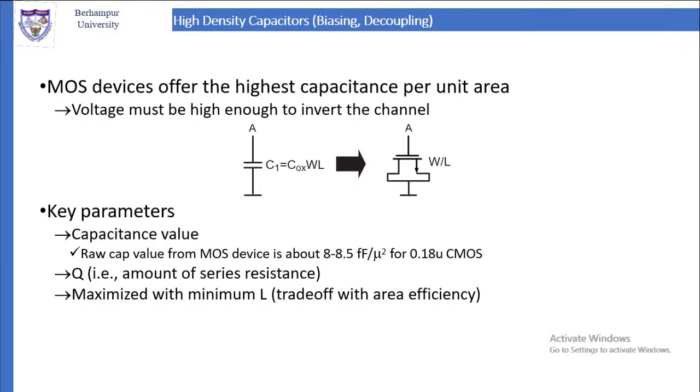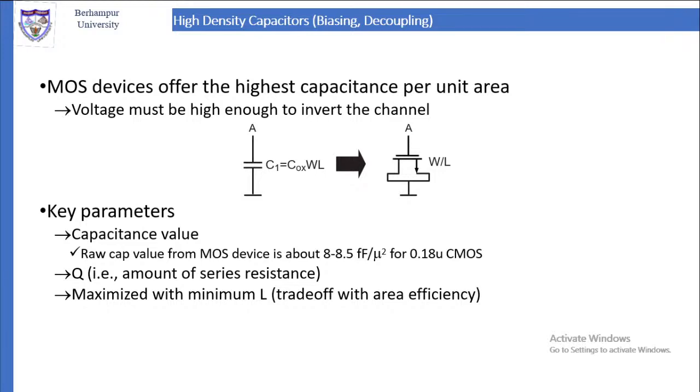The only thing is, the voltage must be high enough to invert the channel. Unless you invert the channel, this MOS device is not going to behave like a capacitor. It will behave like a transistor or switch. To use it as a capacitor, the channel has to be inverted. So use a high voltage to invert the channel and use the MOS device as a capacitor. That part will be taken care of by the DC voltage that we supply in the bias.